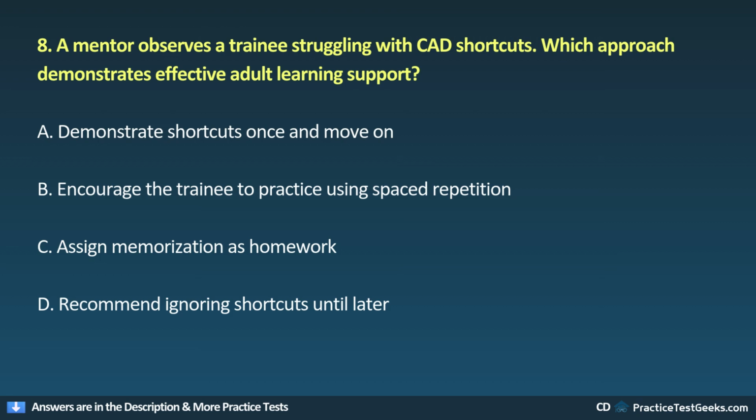8. A mentor observes a trainee struggling with CAD shortcuts. Which approach demonstrates effective adult learning support? A. Demonstrate shortcuts once and move on. B. Encourage the trainee to practice using spaced repetition. C. Assign memorization as homework. D. Recommend ignoring shortcuts until later.